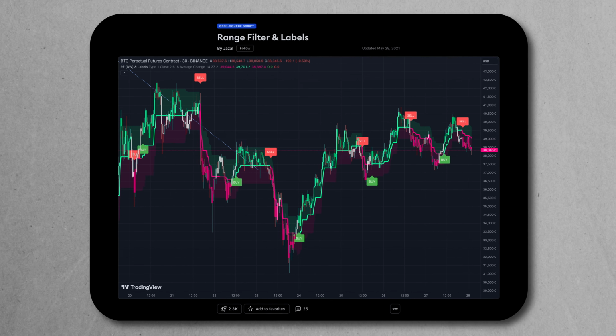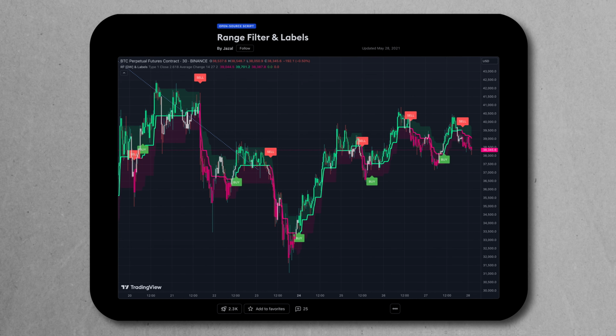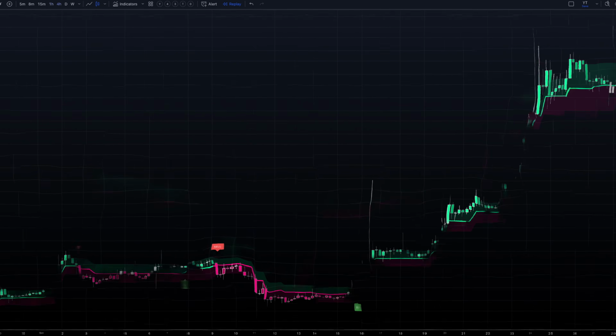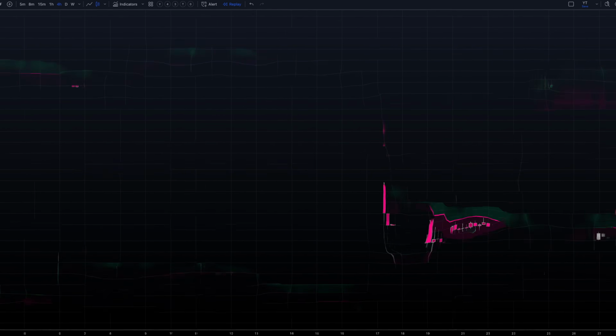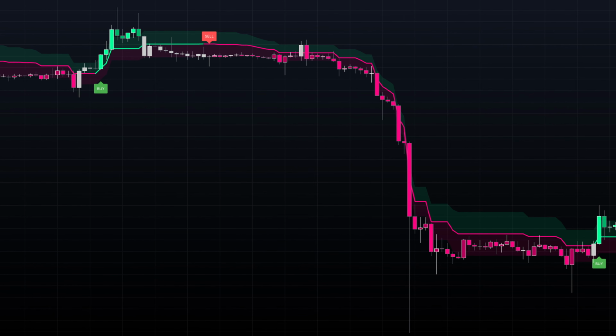It's called the Range Filter and Labels by Jazal. Helps filter out minor price movements, focusing on significant trends. It's probably my favorite from today's lineup due to its simplicity.